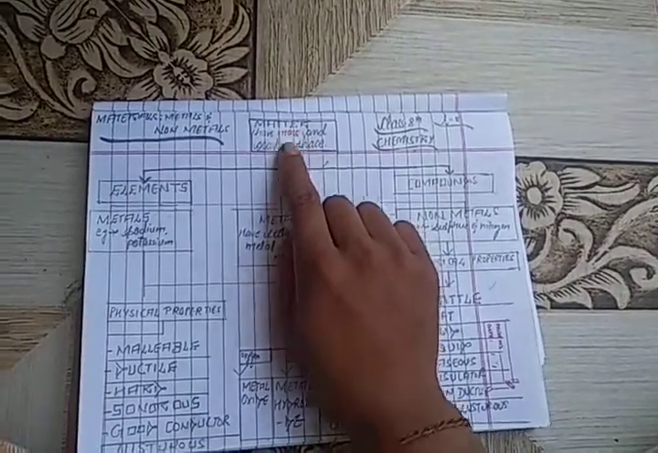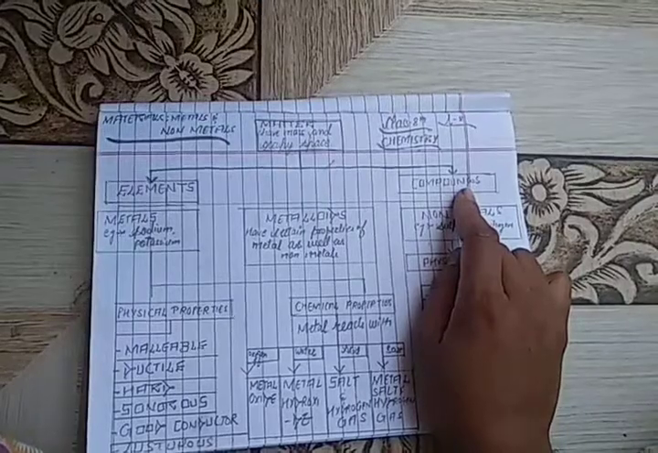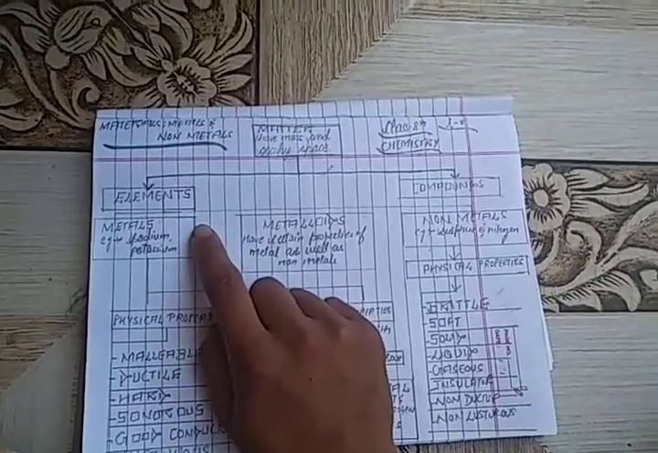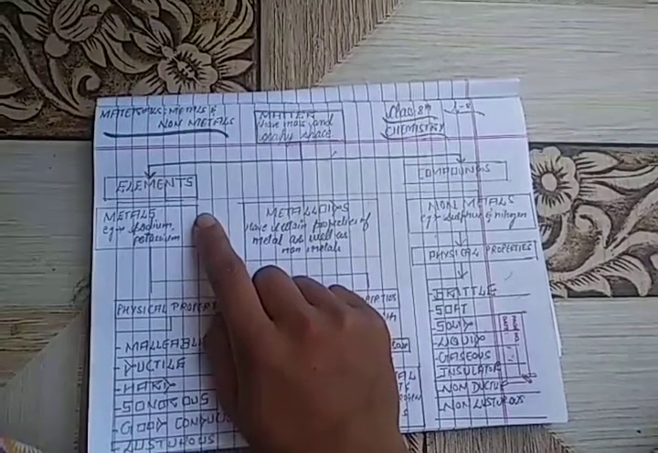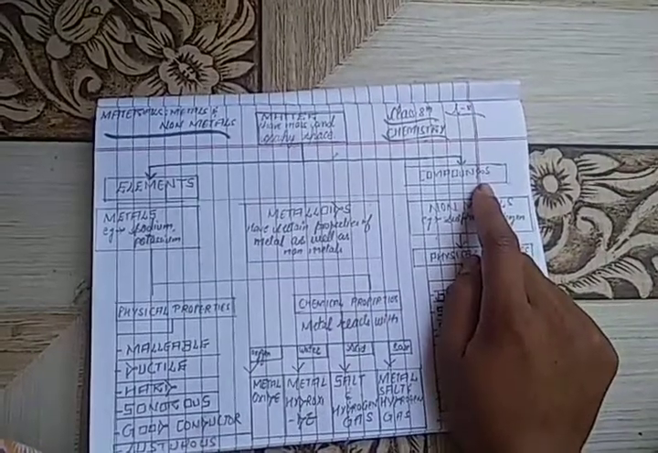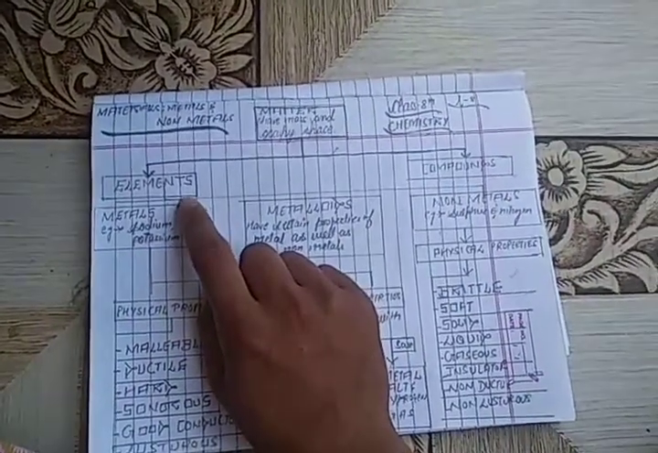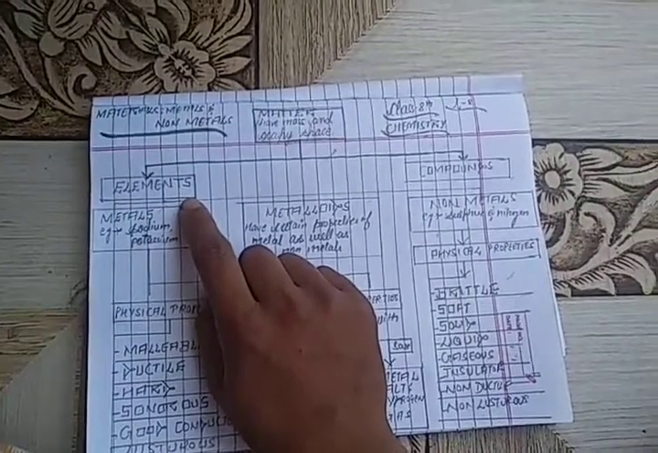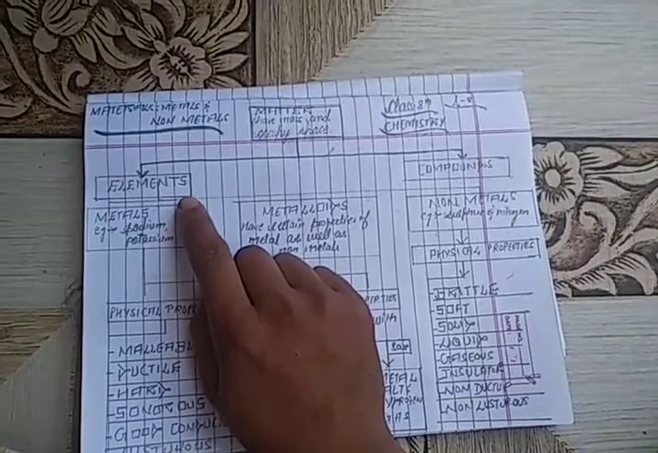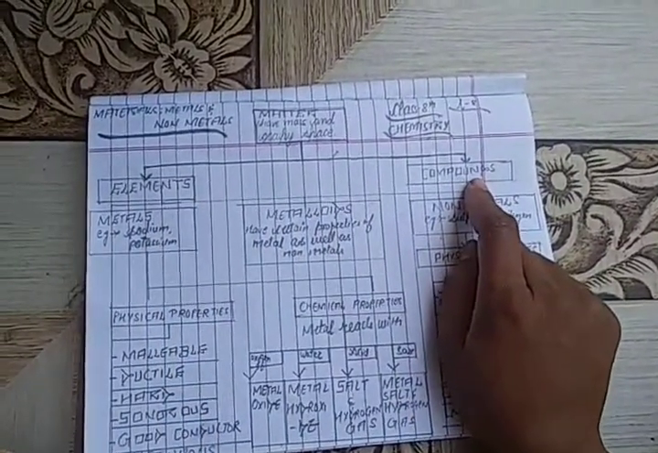Now, matter is classified into two types of substances: elements and compounds. Elements, which are the simplest form of any object, are known as elements, whereas compounds are the combining form of elements. Atoms are the indivisible particles. And when various elements get combined with each other, they form compounds.